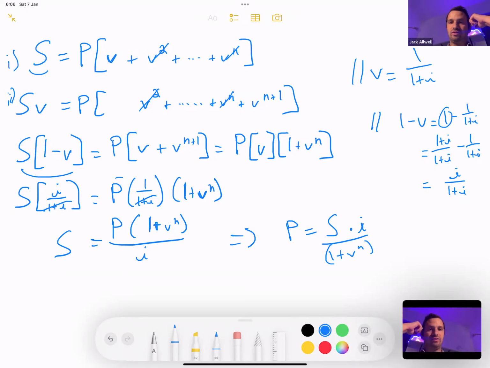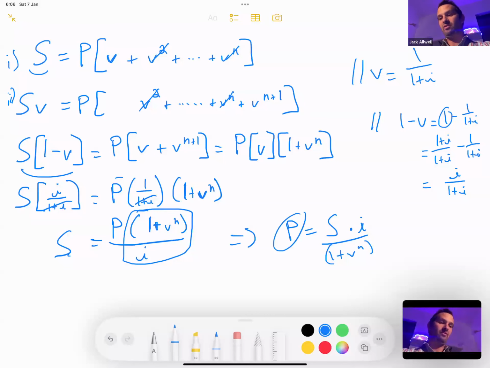I oftentimes will solve for this factor right here. And then, yeah, just divide whatever your balance is by that number and you'll get your payment. So hopefully you found this helpful and interesting, and a way to check rates you're given or prices you're given, just so it makes sense.